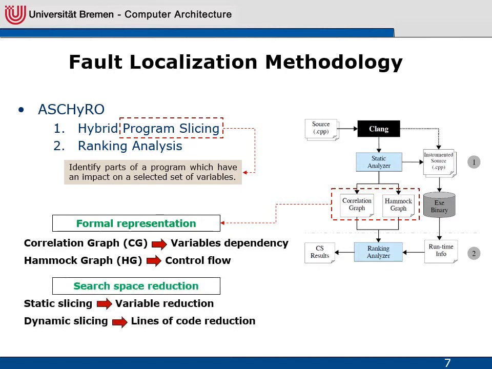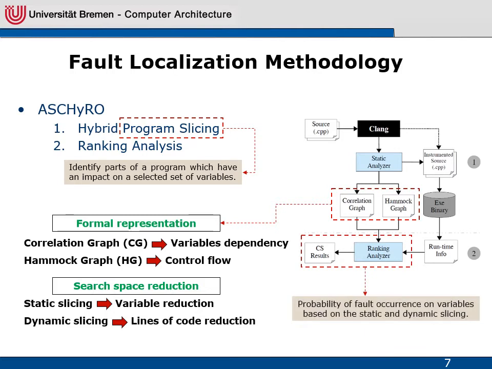After generating these data structures, we perform program slicing, where static slicing is performed on the correlation graph to identify the dependency of a given output on the design variables, and dynamic slicing is performed on the homograph to identify those variables and lines of code that are associated with the faulty output for a specific input test.